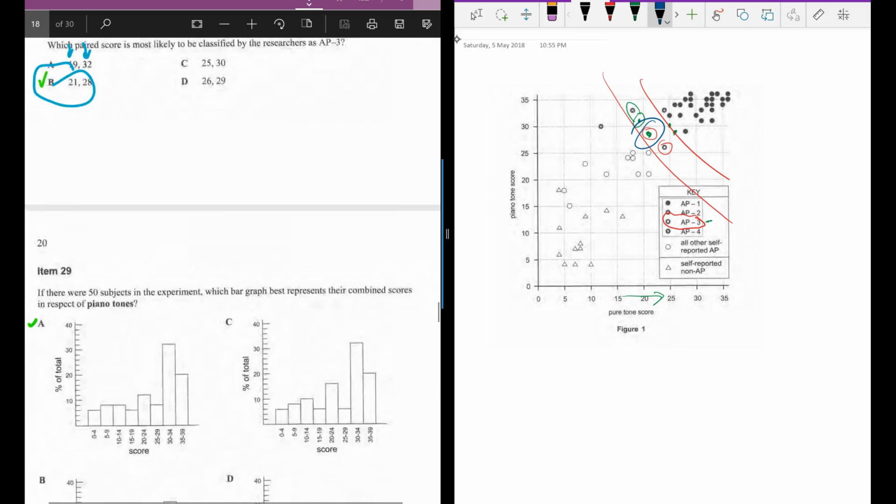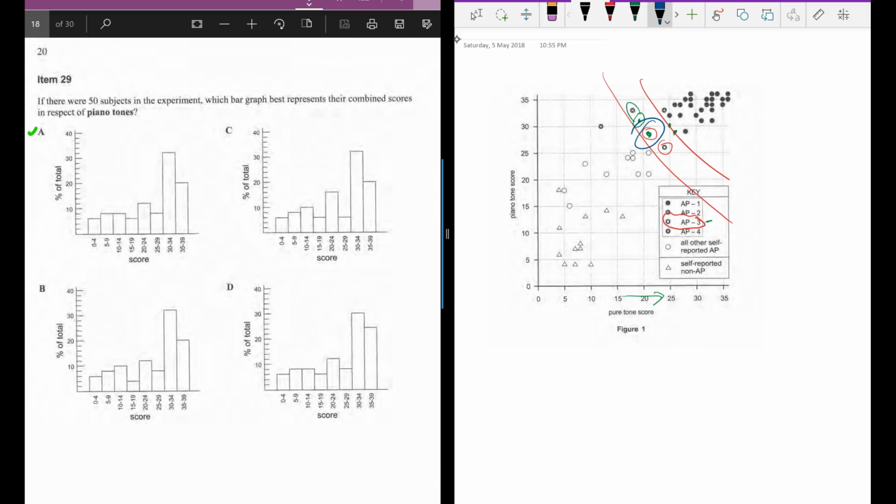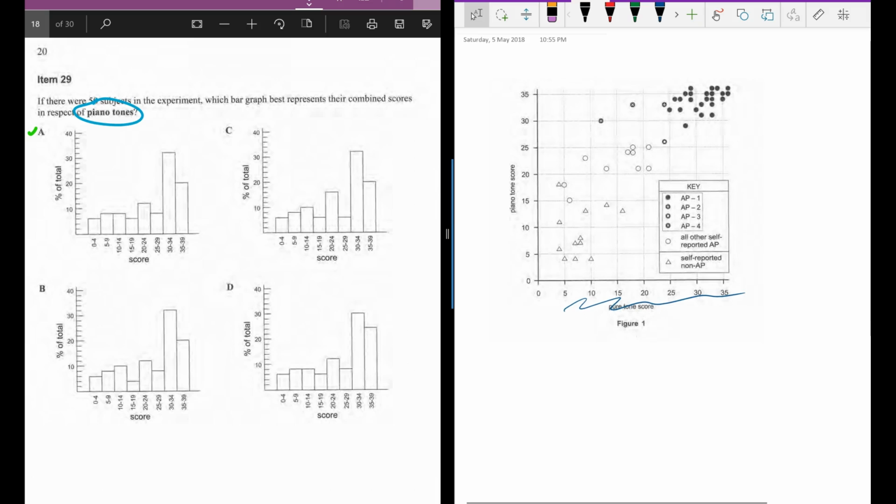Moving on. Item 29. If there were 50 subjects in the experiment, which bar graph best represents the combined scores in respect to piano tones? Okay, so we're not looking at comparing piano and pure tones. We just want to look at piano tone score. So let's ignore the fact that there are pure tones on here, and let's see if we can't match up these bar graphs to the graph data over here.